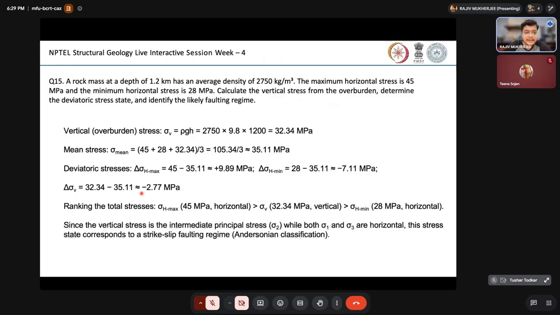And since the vertical stress is the intermediate principal axis, with both sigma 1 and sigma 3 horizontal, the stress state corresponds to strike slip faulting in Anderson's classification, right? So along one direction there is compression, and along the other two directions you are having tension. So in relation to the compression and two mutually perpendicular tension regimes, it will tend to produce strike slip faulting.